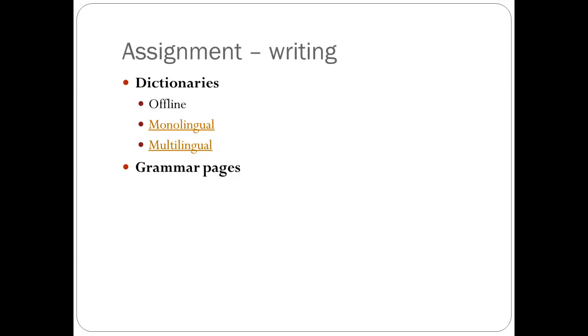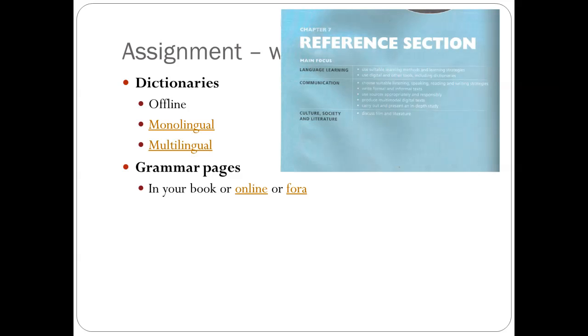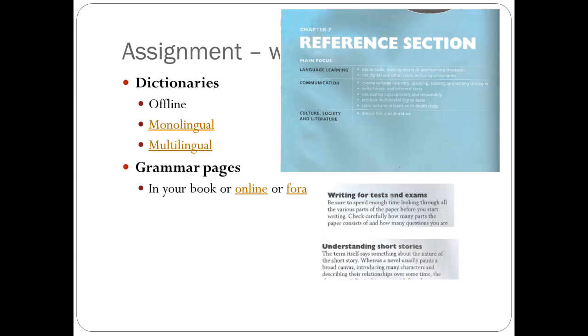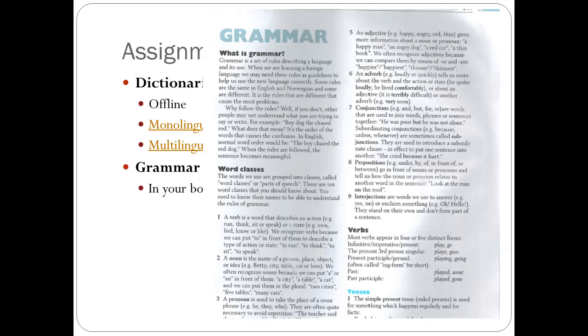You can also consult some grammar pages, and these you can find either in your book or online, or you can also visit some specialized fora. In your book, Targets, there is a reference section. It's chapter 7, and here you can find useful tips for writing tests and exams. You can find guidelines how to write, for example, short story reviews, and you can also find grammar pages where many of the common grammar issues are explained in a short and fairly understandable manner.